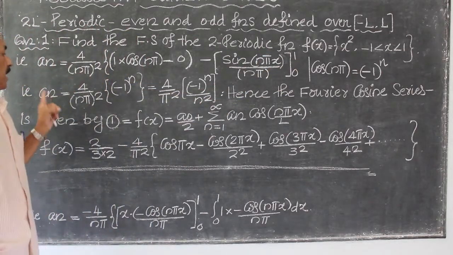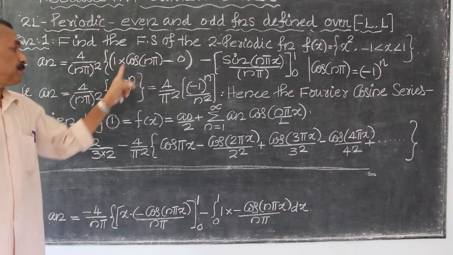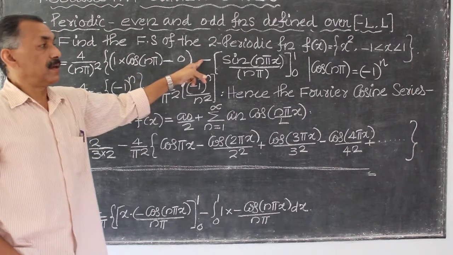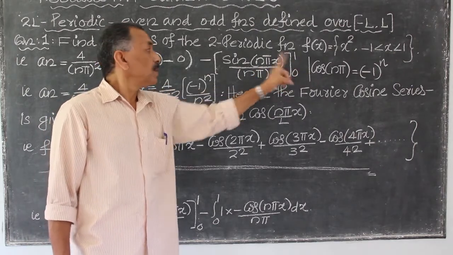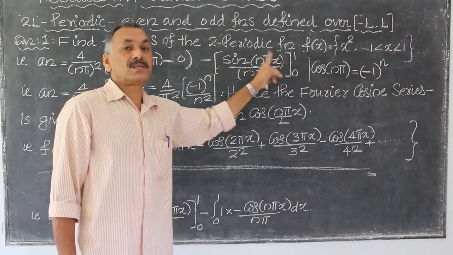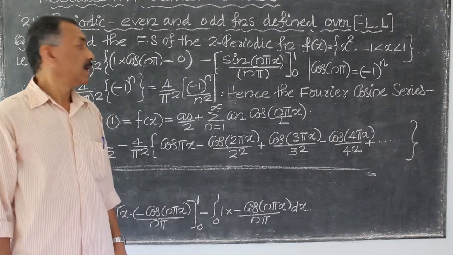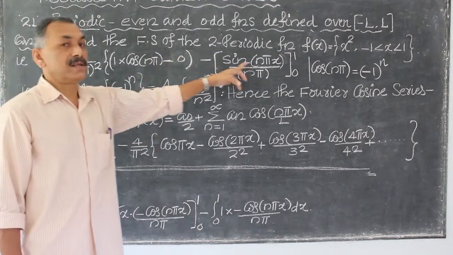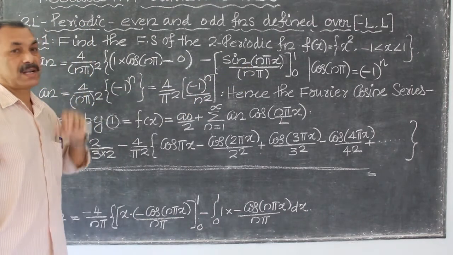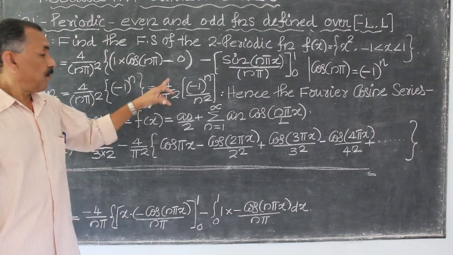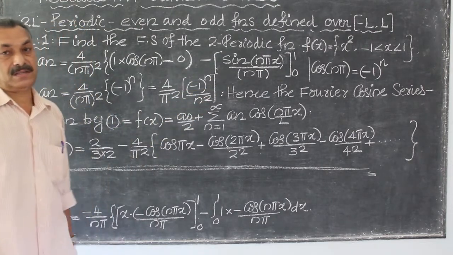That is, A is equal to 4 divided by n π square into cos nπ. What is cos nπ? Minus 1 raised to n. Applying the upper limit, what is sin nπ? It is 0. Then applying the lower limit, sin 0 is 0. So this term is also equal to 0. So A is equal to 4 by n π square into minus 1 to the n. That is 4 by π square into minus 1 to the n divided by n square.